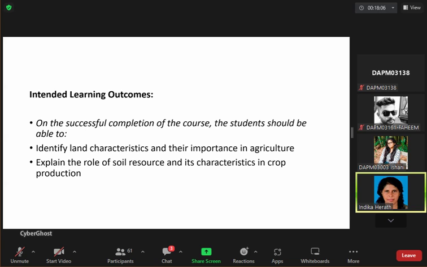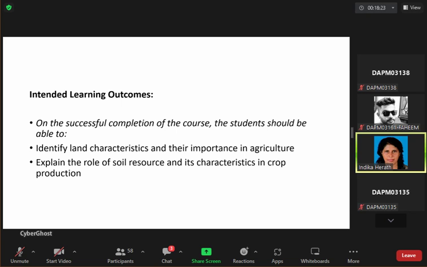Identify land characteristics and their importance in agriculture, and also explain the role of the soil resource and its characteristics for crop production. Those are the intended learning outcomes of this part of the course.